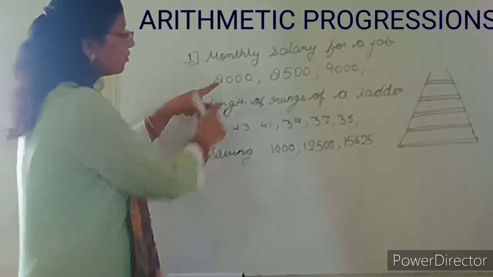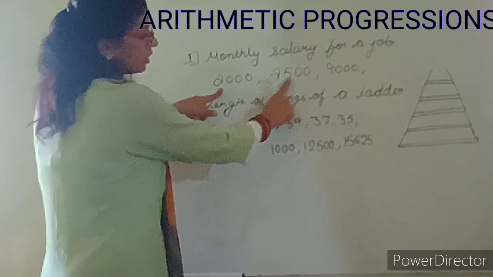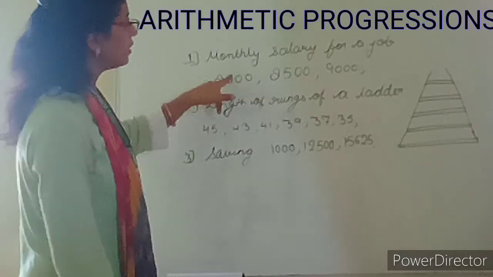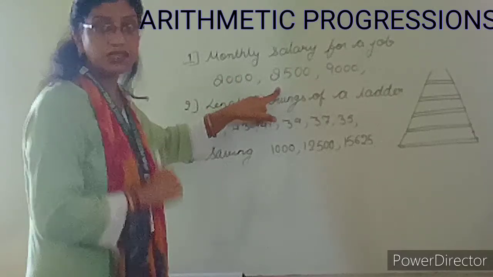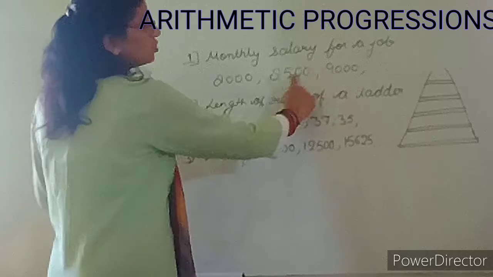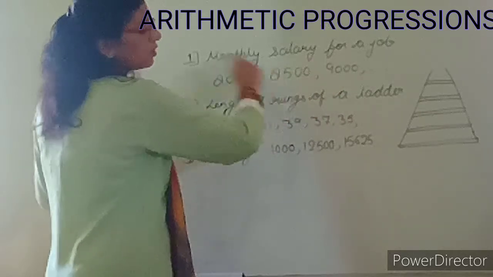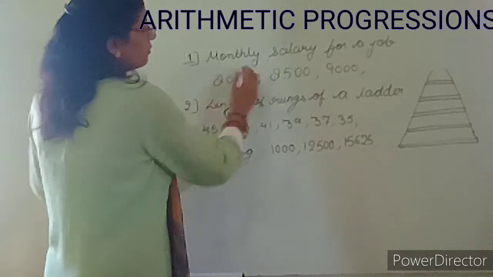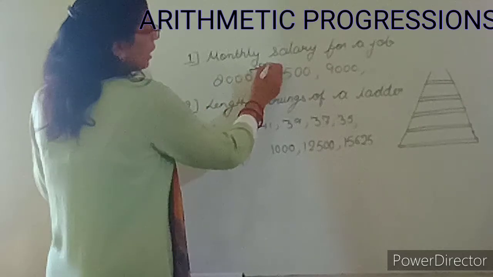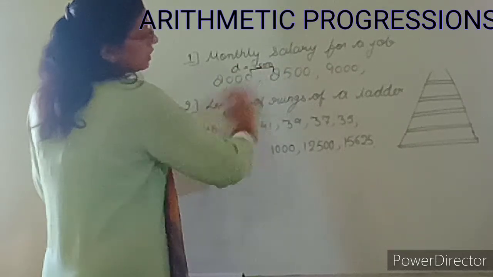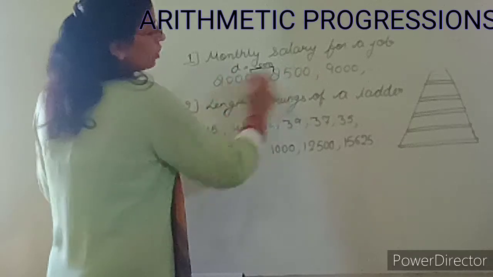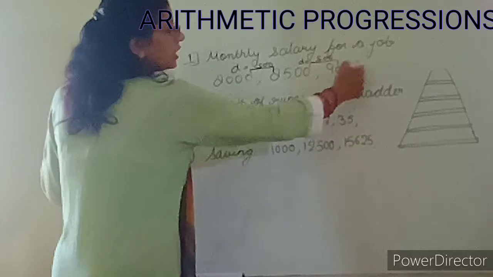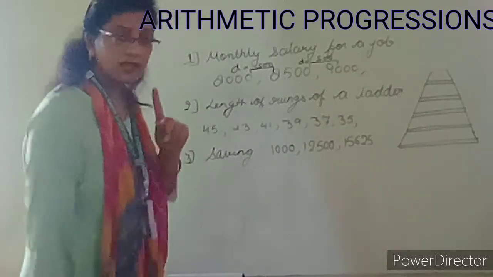When you see here, this is 8,000, 8,500. What is the difference between these two? 8,500 minus 8,000, a difference of 500. From these two, 9,000 minus 8,500, a difference of 500. So there is a difference of 500 between these two, and I am denoting the difference by small d. And here again a difference of 500 will be there.